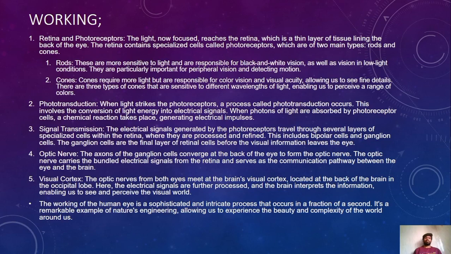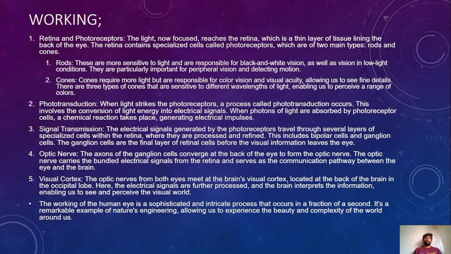Optic nerve. The axons of the ganglion cells converge at the back of the eye to form the optic nerve. The optic nerve carries the bundled electrical signals from the retina and serves as the communication pathway between the eye and the brain.